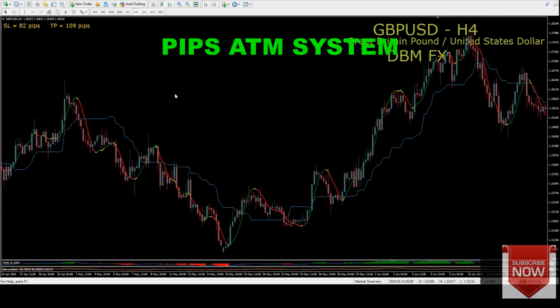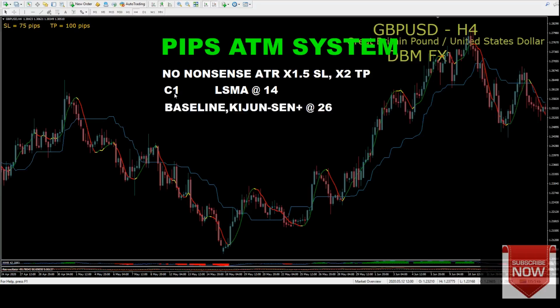Okay, so the very first indicator is my no nonsense ATR that I use at 1.5 ATR for stop loss and 2 ATR for take profit on this occasion. So we're gonna see why and how it works. The first confirmation indicator is my LSMA, and the settings are on 14. Then the next indicator is my baseline, the Kijun Sen, and the settings are on 26.